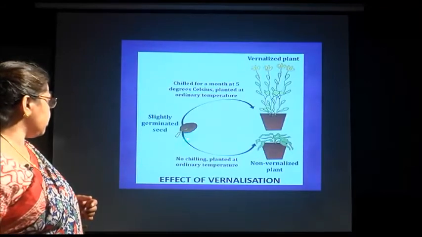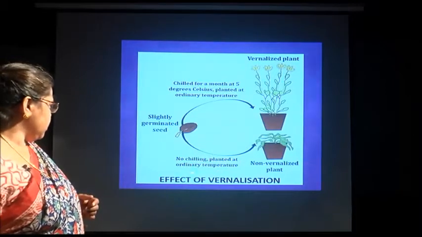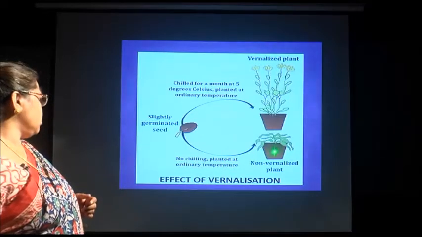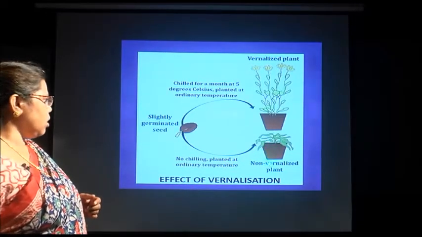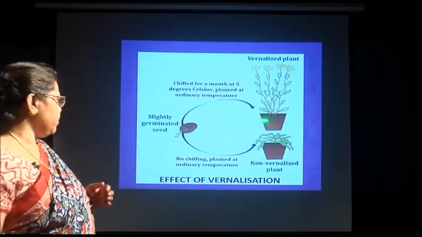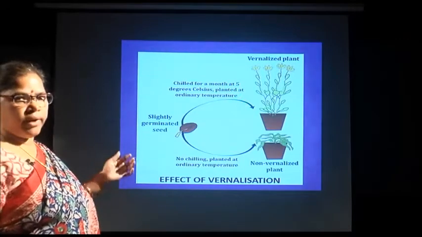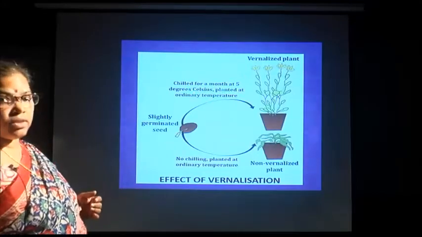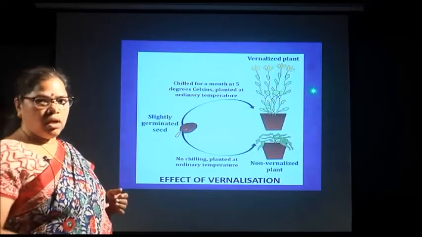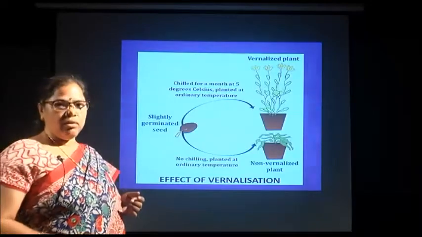Suppose you take a slightly germinated seed, and in one case you do not provide the cold temperature and you put it in the soil. This will take some time to flower. Flowering is not seen immediately. But if the same germinating seed is chilled for a month at 5 degrees Celsius and then planted at ordinary temperature, you see flowering occurs within a very short period of time. So, this shows how vernalization affects the flowering process.